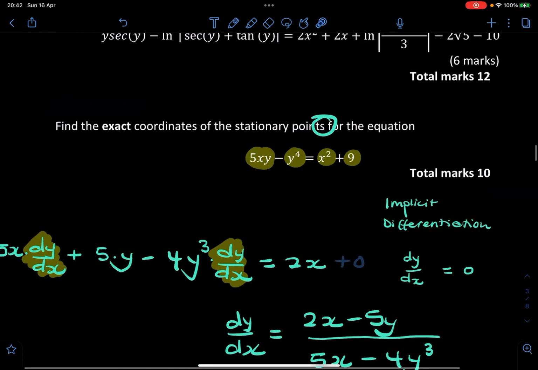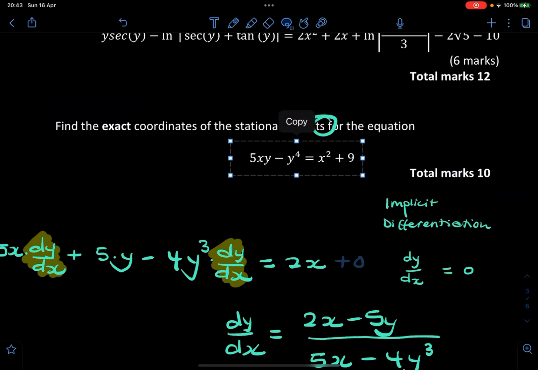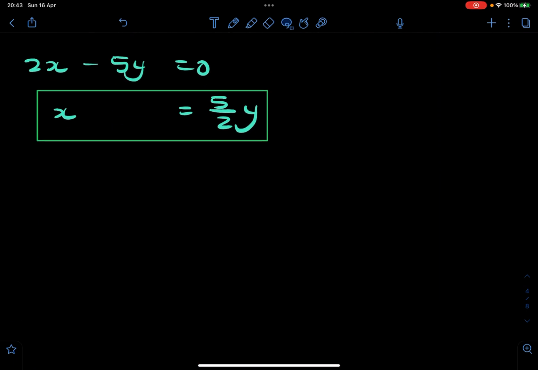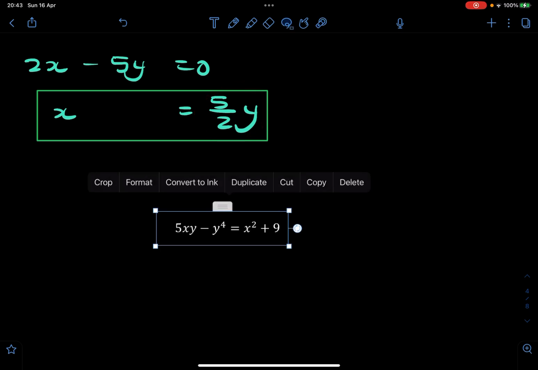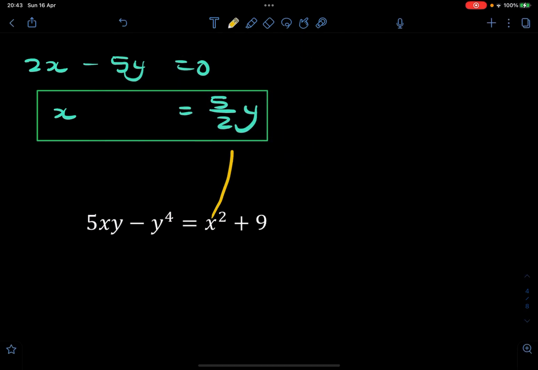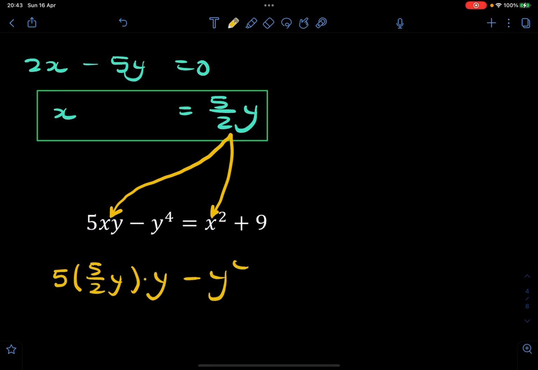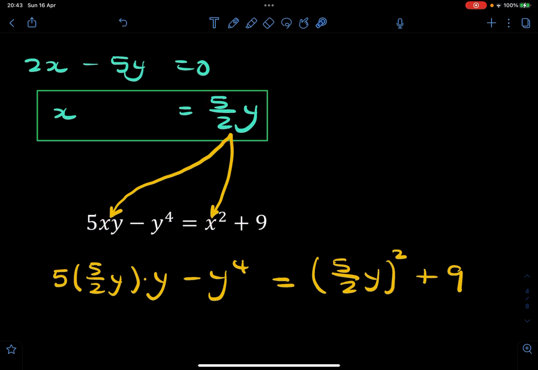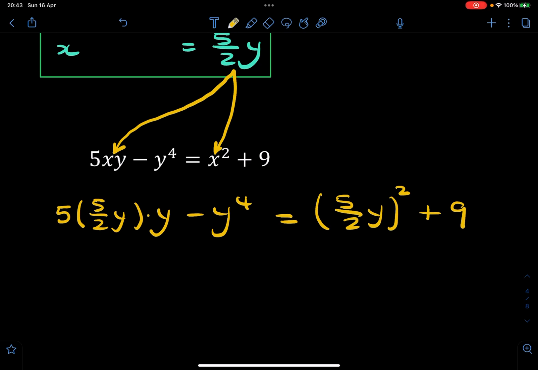But what I could do is go back to the original question and substitute x. So I could put this expression that I just found for x inside here. So I could replace each occurrence of x with 5 over 2y. So I'll have 5 times 5 over 2y times y minus y to the power 4. So I've just replaced my x's with that expression in terms of y. Now I have an equation with y only. The only unknown is y, so it should be easy enough to answer.